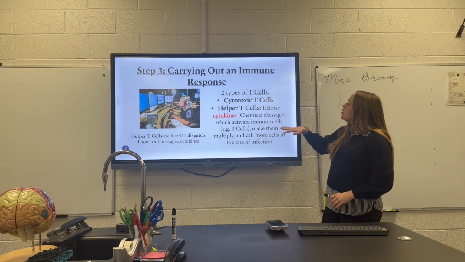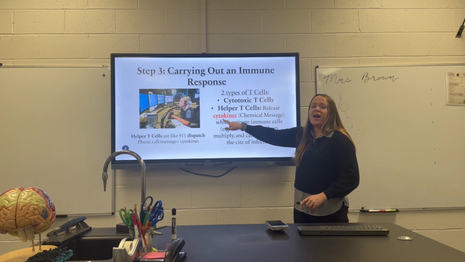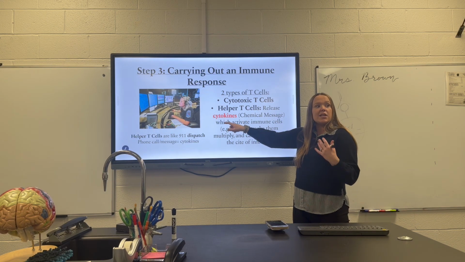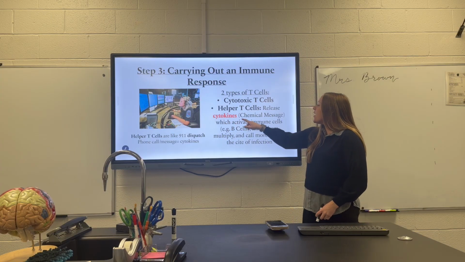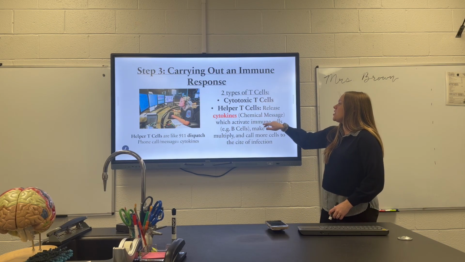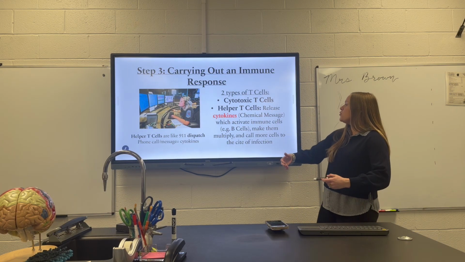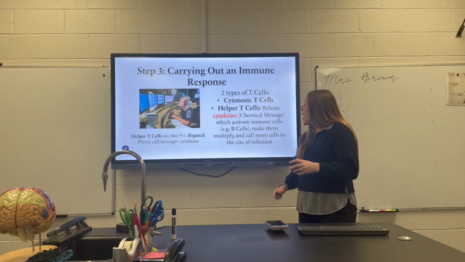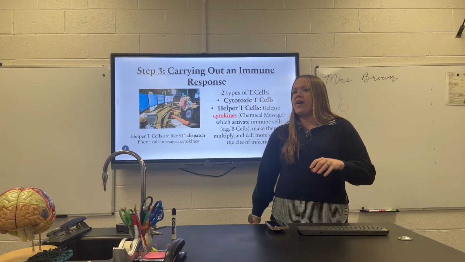But what they do to do that is they release cytokines. Cytokines. You guys need to know this. Make sure to write it down. Cytokines are just chemical messages that activate immune cells, make them multiply, and call them to the site of infection.